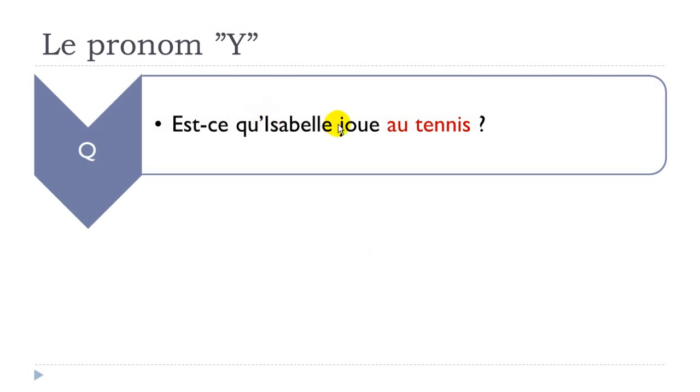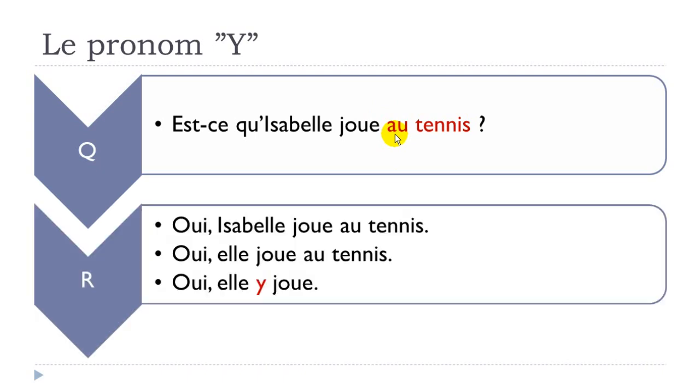Est-ce qu'Isabelle joue au tennis? So in that case, remember, it's au, but au is clearly the combination of the preposition à and then the article le, le tennis, the. Okay? So when you combine these two, you get this au tennis. So still, it does give you the information that it is the preposition which is modified. So still, it's possible to use this pronoun. Oui, Isabelle joue au tennis. Repeat everything. Second one, oui, elle joue au tennis. And the last one, oui, elle y joue.